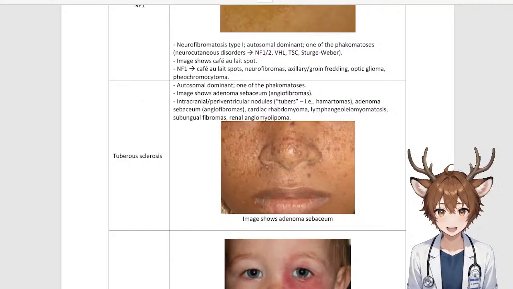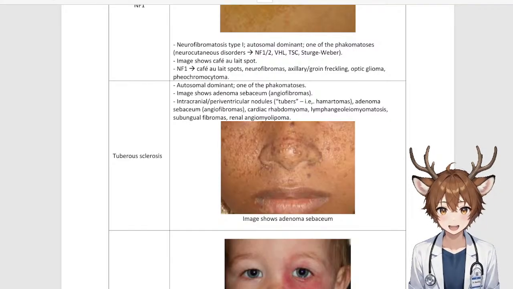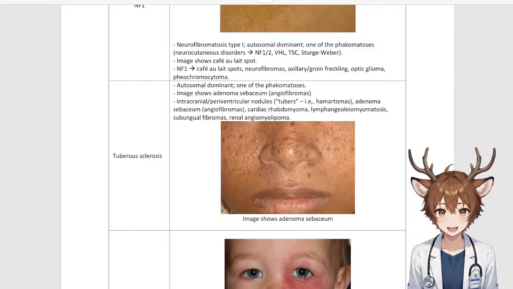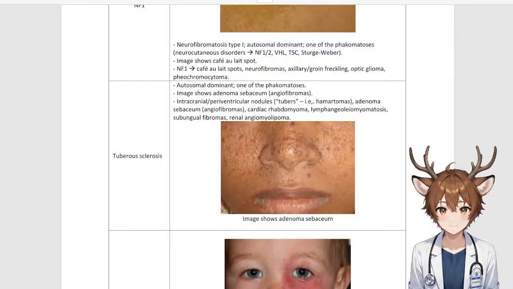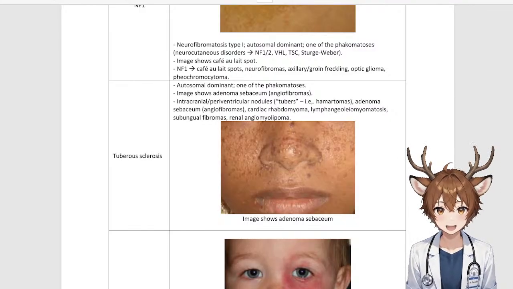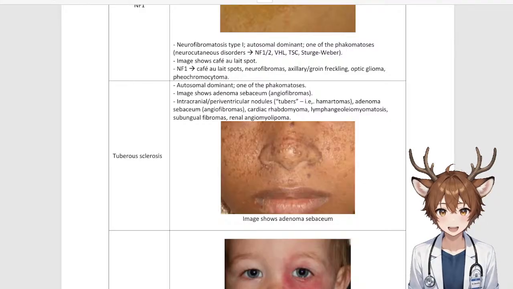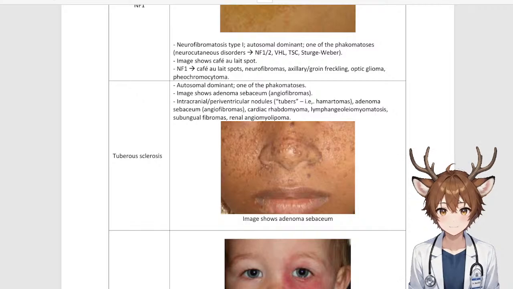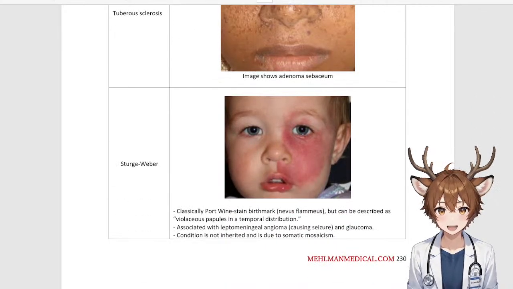So say that again. Intracranial periventricular nodules, tubers, i.e. hamartomas, adenoma sebaceum, angiofibromas, cardiac rhabdomyoma, lymphangioleiomyomatosis, subungual fibromas, and renal angiomyolipoma. Image shows adenoma sebaceum.